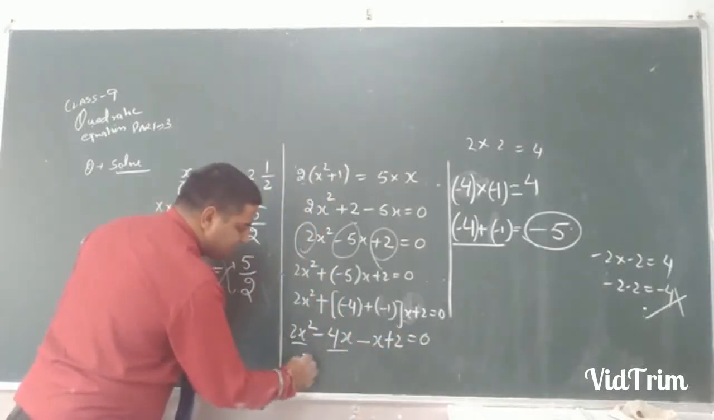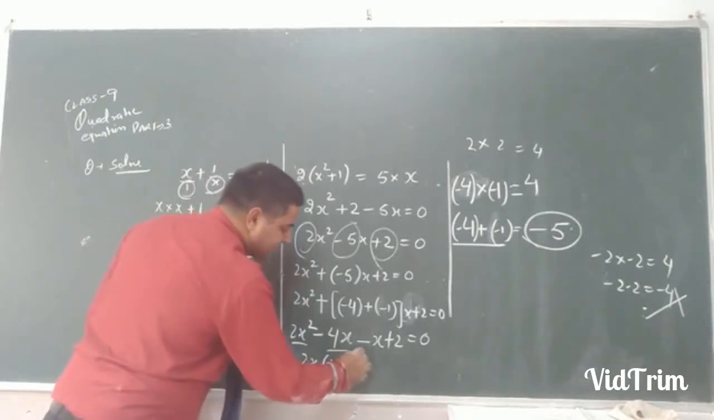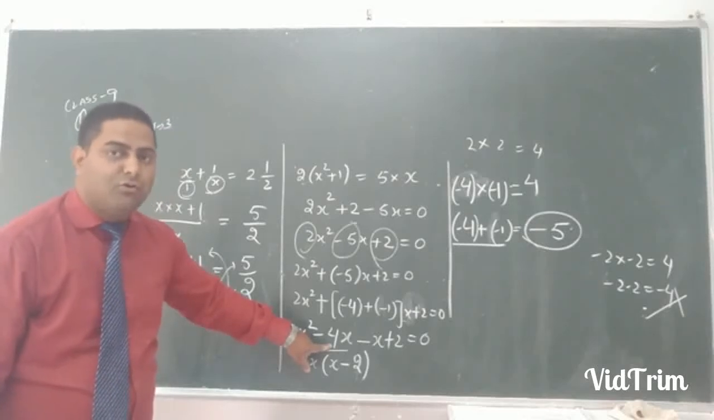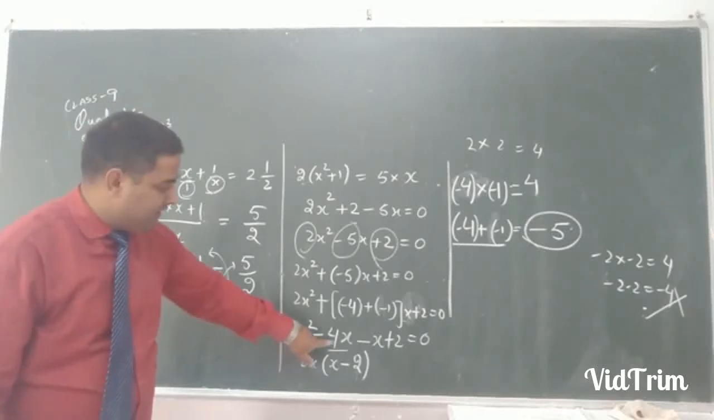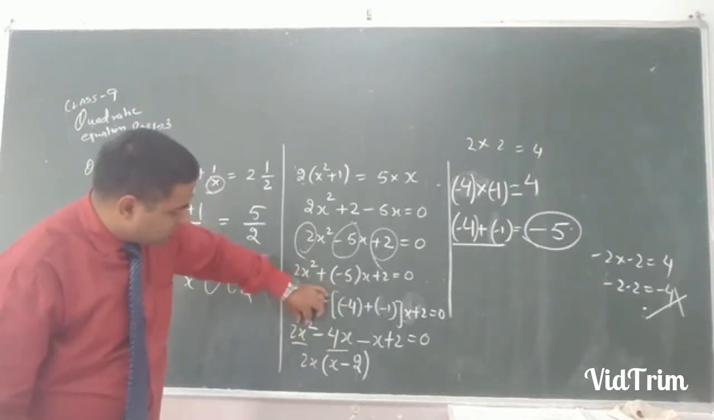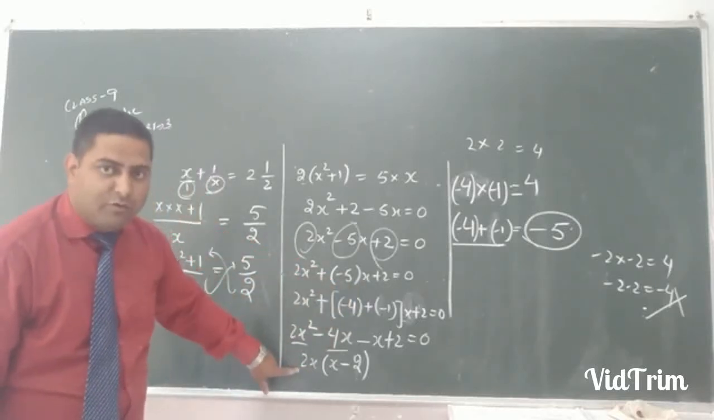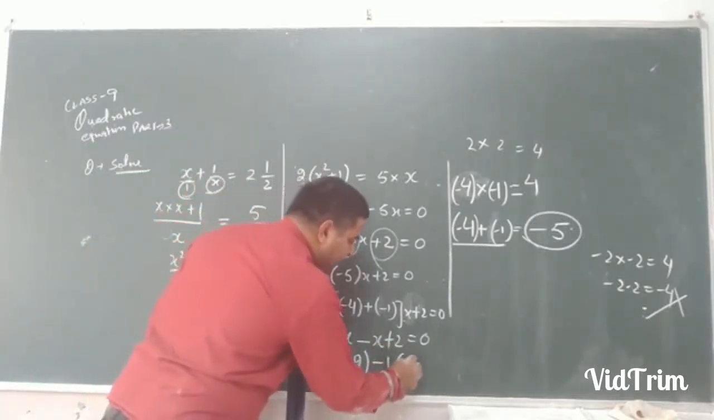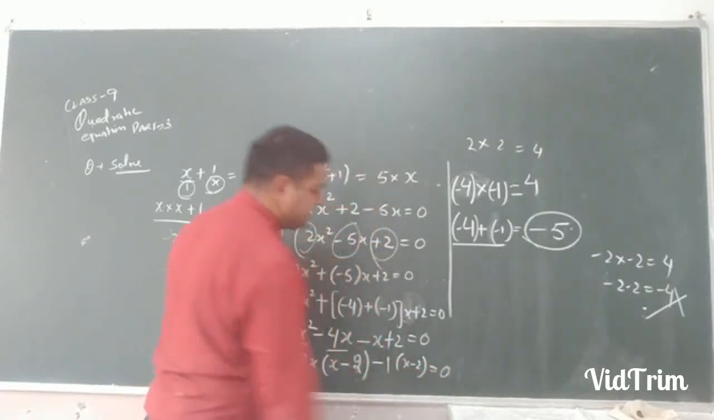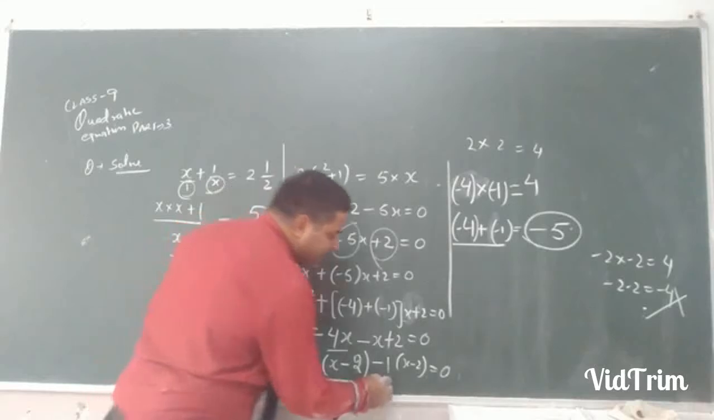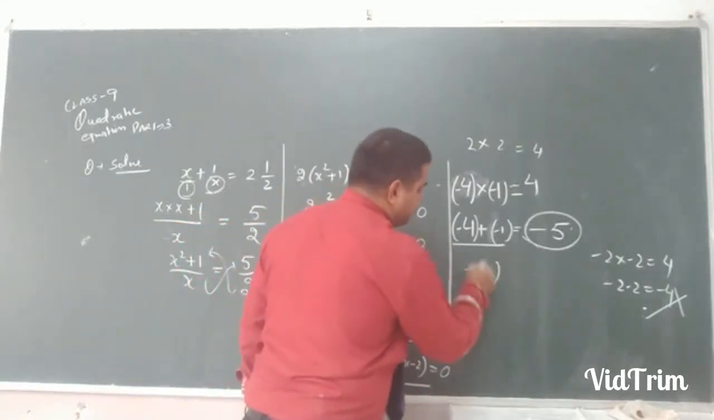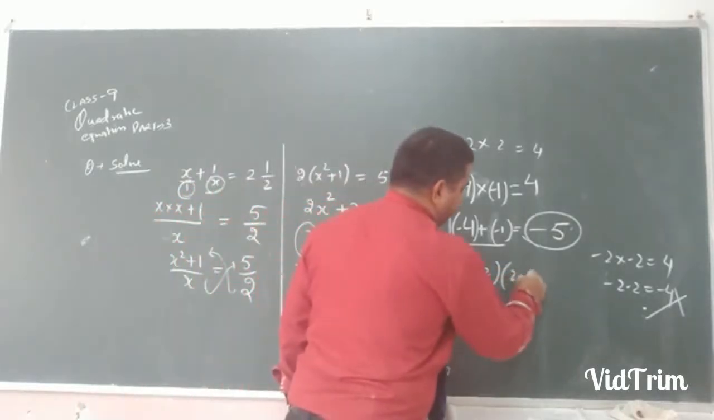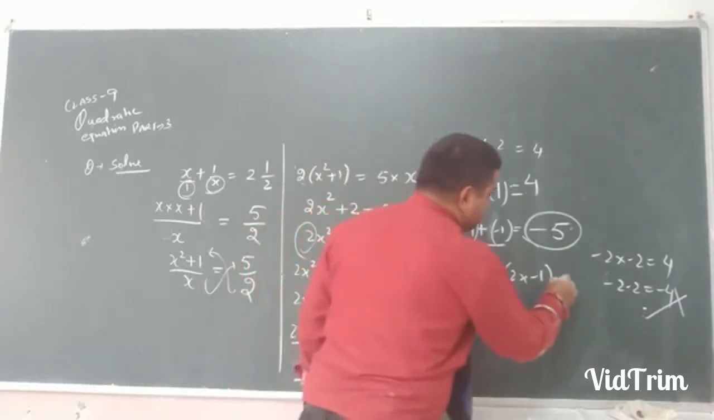Out of these two terms, 2x is common, we are left with x minus 2. Because this 4 can be written as 2 into 2. 2 is taken out, we are left with 2. Here x square, so x is taken out. So 2x into x minus 2. Out of these two terms, we take minus 1 common, we get x minus 2 equals to 0. Now from this term and from this term, x minus 2 is taken out. We are left with 2x minus 1. These all are equal to 0.